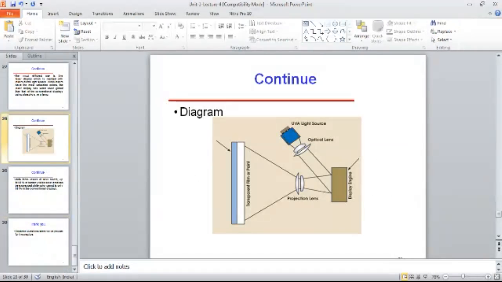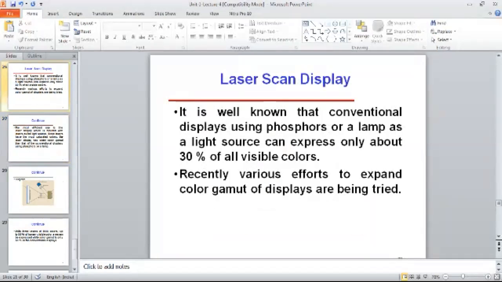Here we are using the UVA light source, and there is an optical lens you can see, and there is the projection lens, and this is the display. So this is the diagram for the laser scan display. This is one of the technologies in which we can get a better quality of picture with a higher level of refresh rates.